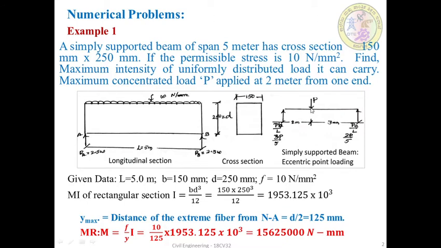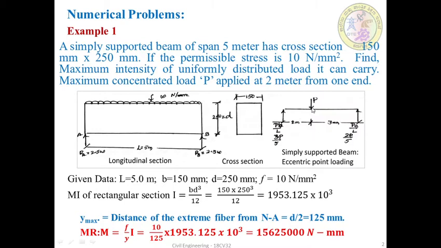Here, the moment at this point is equal to force into perpendicular distance. As per the reactions, if you consider this one as A and this one as B, the reaction at the left support A is equal to PB divided by L. The reaction at the right support is equal to PA divided by L. So this is A, this is B.